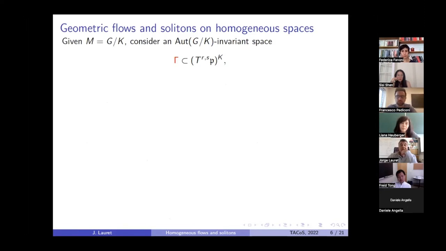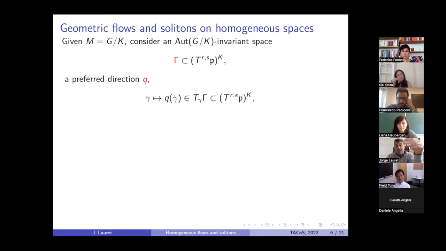So let's start with the flows and the solitons. So we have this homogeneous space, and consider a space gamma, in principle just a subset, a space of geometric structures as a subset of some kind of tensors. Of course, we should allow tuples of tensors, as in the almost-Hermitian case, for instance. But okay, then on this space gamma, you can think of gamma as, I don't know, the G invariant almost complex structures, or G invariant Hermitian matrices.